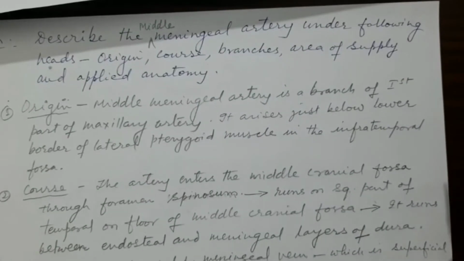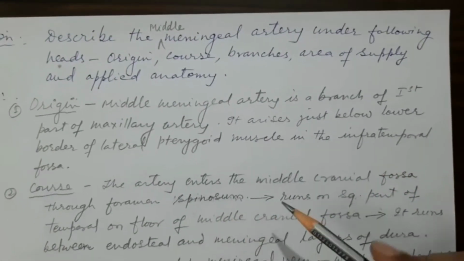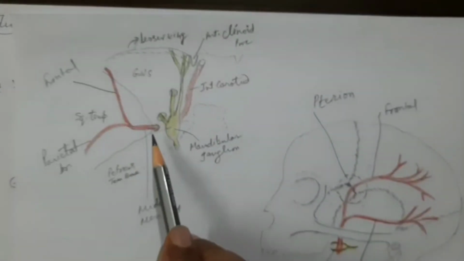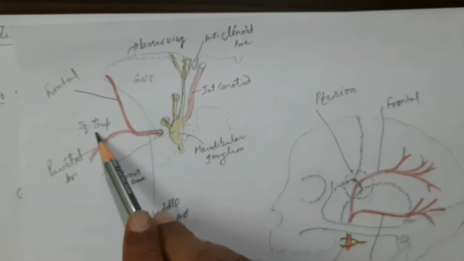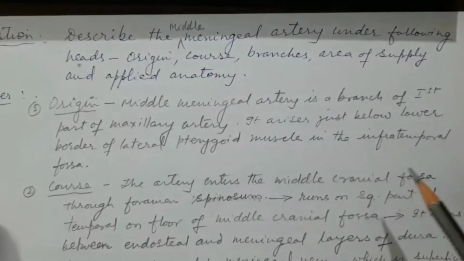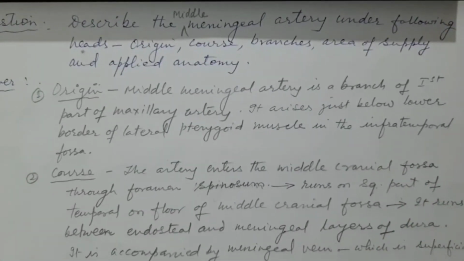Okay, course. As the artery enters the middle cranial fossa through the foramen spinosum, it will run onto the squamous part of the temporal bone. So from the foramen spinosum, it is running onto the squamous temporal bone, on the floor of the middle cranial fossa.